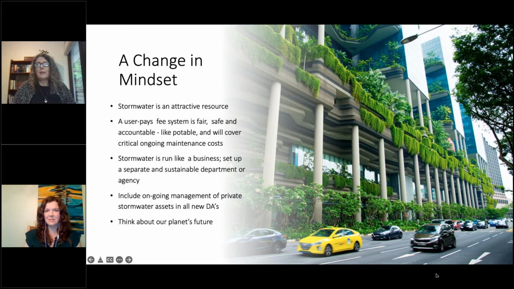Councils should be looking at including private ownership stormwater assets to be maintained by the owner of the property, rather than take on that ownership, so that they can be maintained. And I think we've all got to start thinking about our planet's future, because we're hearing a lot of tragic things happening in our waterways.